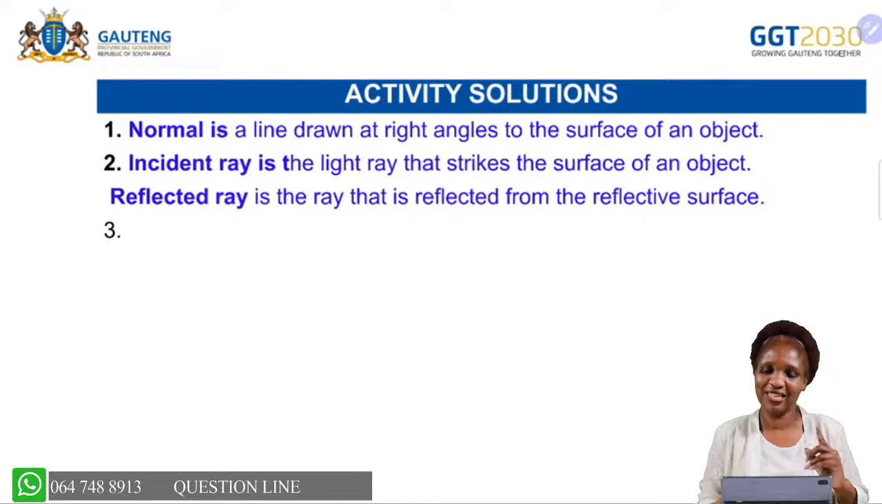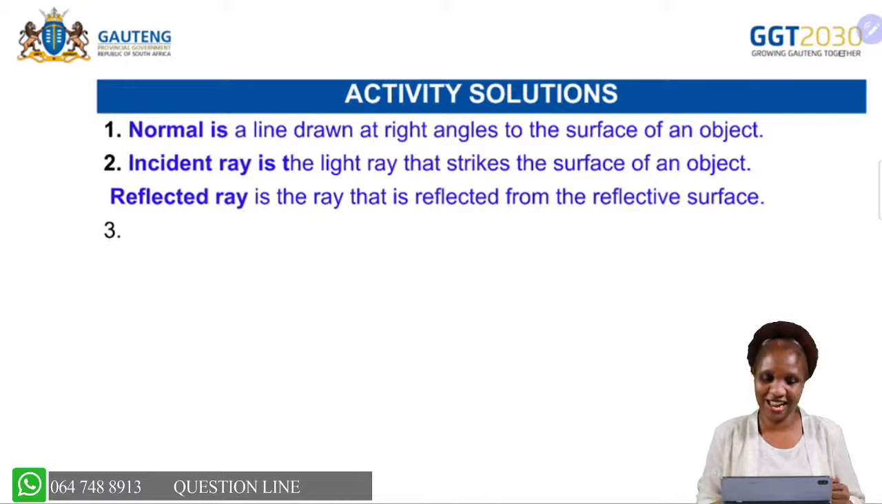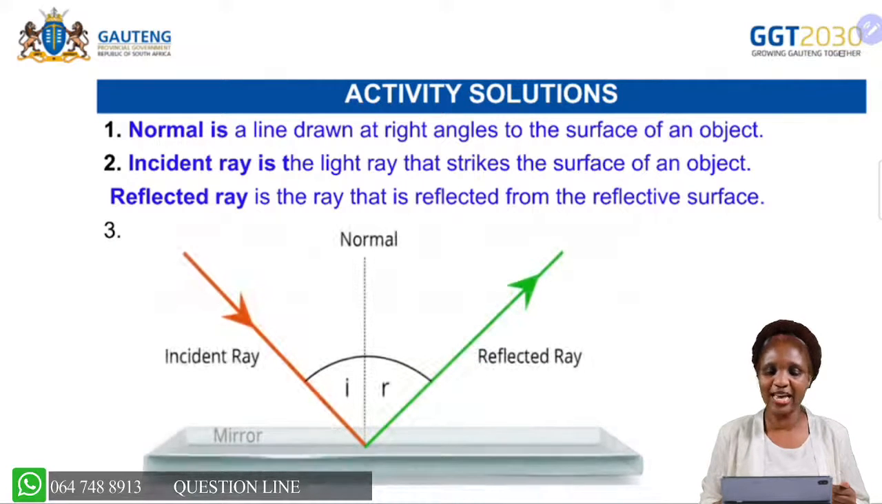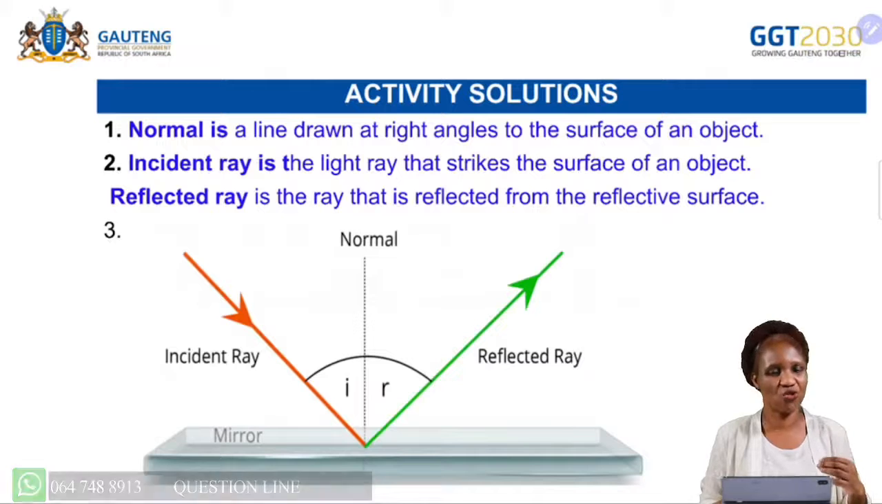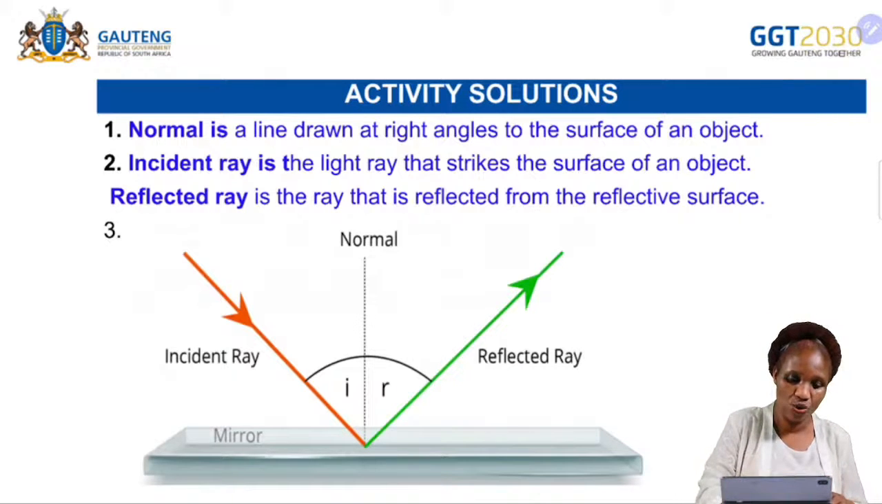All right. Incident ray is the light ray that strikes the surface of an object, and then the reflected ray is the ray that is reflected from the reflective surface. And then for number 3, the question wants you to draw a diagram to show the normal, the incident ray, and the reflected ray. This is the way you are supposed to do it.